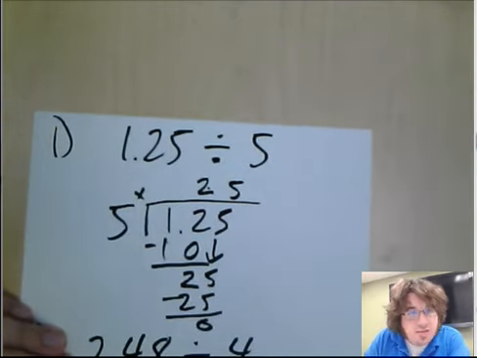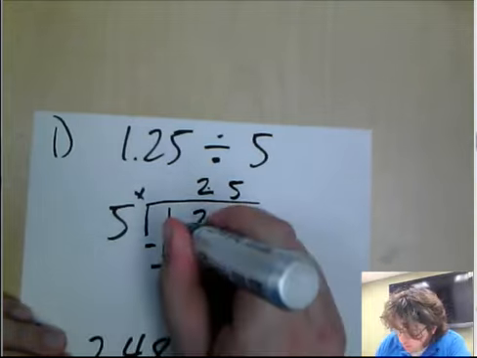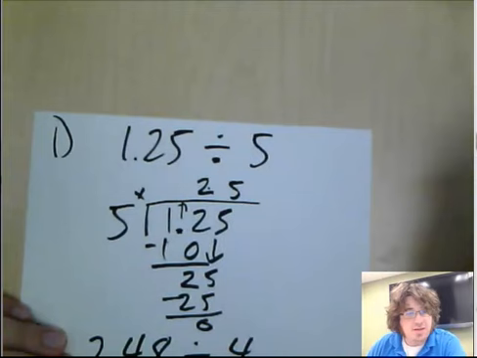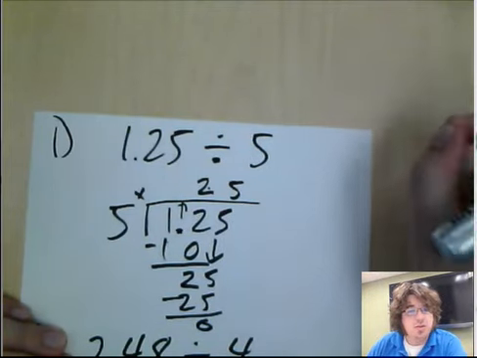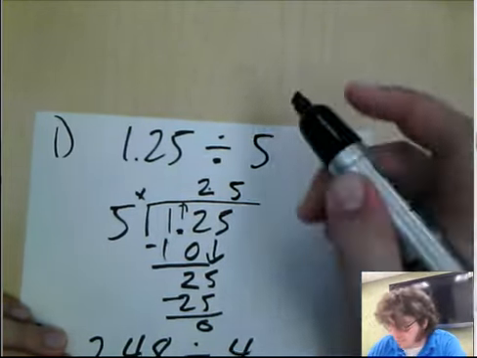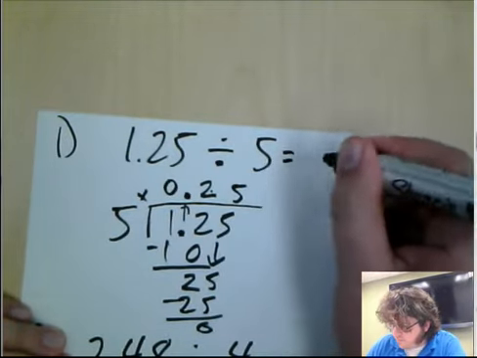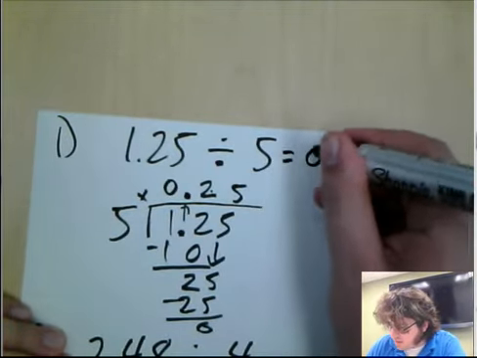So now we need to ask ourselves, where does that decimal point go? Well, it's always going to go straight up. We might have to move it around in the beginning of the problem, but it's going to go straight up from where it is at the end. Okay? So our decimal point's going to go there. So 1.25 divided by 5 is actually 0.25.